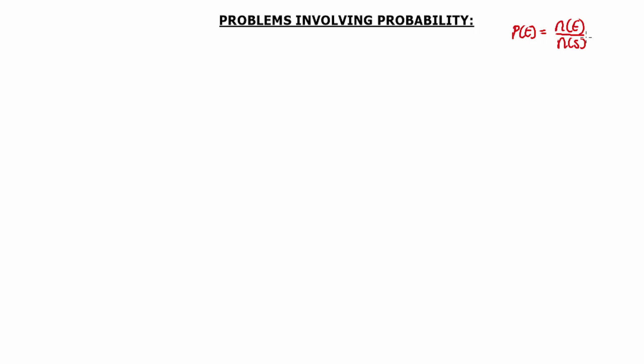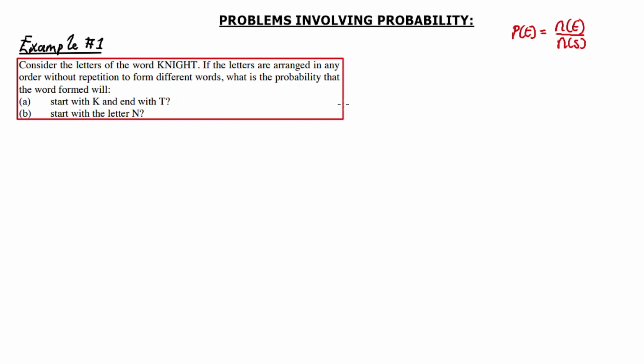So now we are applying probability to counting principles. For example, consider the letters of the word NIGHT. If the letters are arranged in any order without repetition to form different words, so we are forming different word arrangements without repeating letters, what is the probability that the word formed will start with K and end with K? I mean, will start with N and end with T.